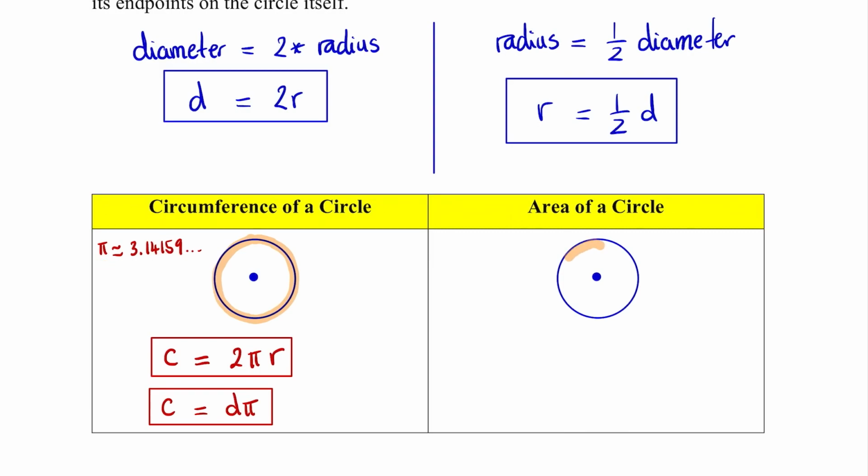Area of a circle is the amount that the surface of the circle can cover, which is this. The formula for the area of a circle is pi times r squared. Pi times radius squared.